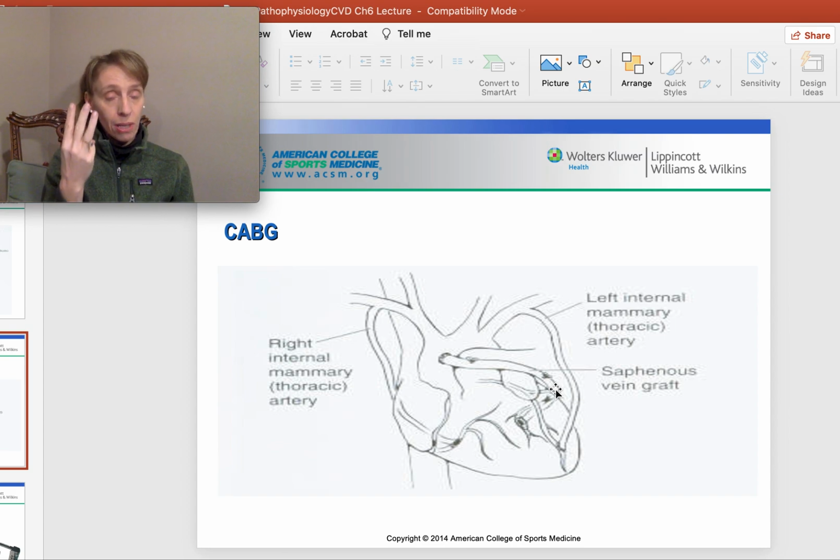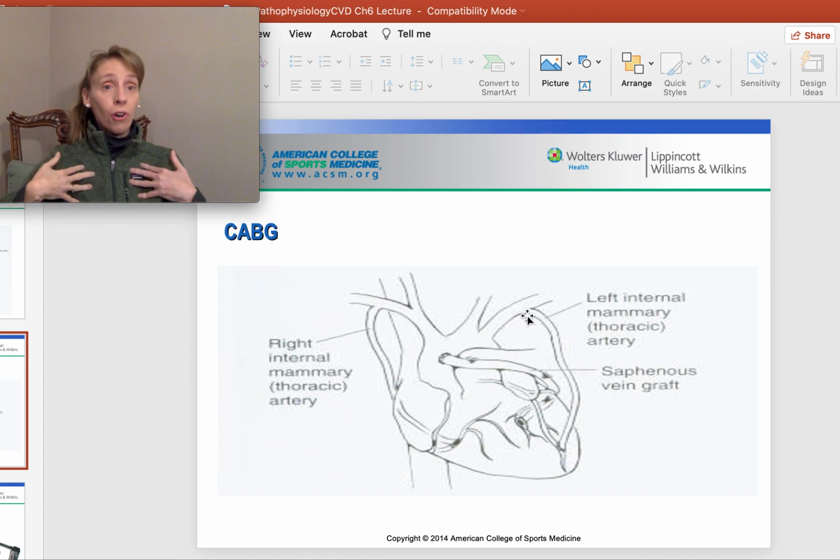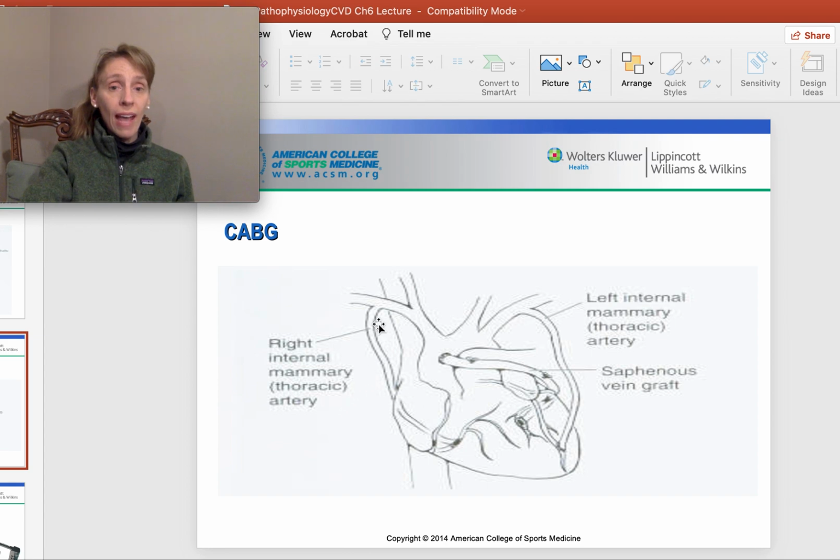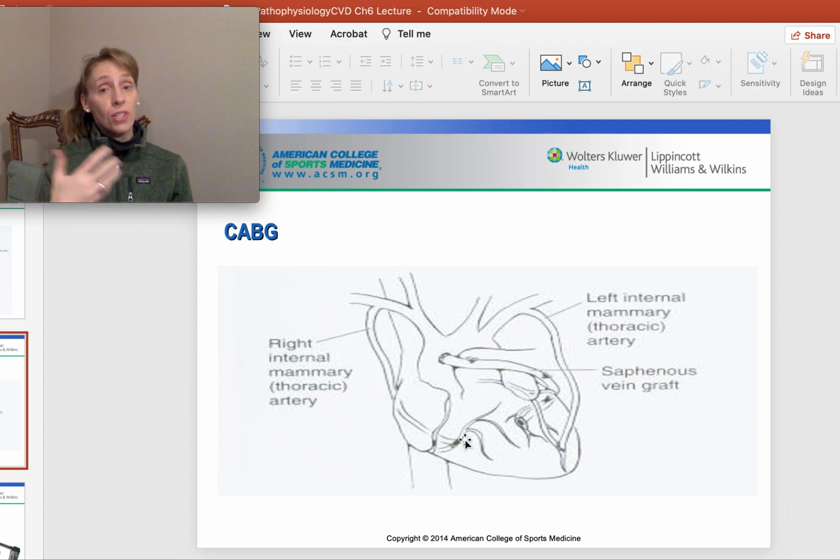I see 3 bypasses on here. This is number 1. The other 2 are from the mammary artery on the chest wall. So this is the artery that is attached inside the chest wall. They unhook one of the ends, and then they sew the other end, the same way they anastomose, on the other end of that artery that was attached to the chest wall. Now it's going to be attached to the actual heart itself.